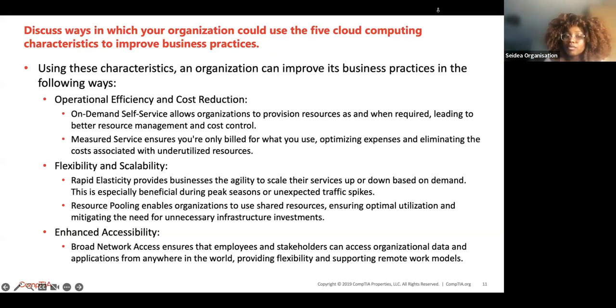And then the final one on this page is enhanced accessibility. That deals with broad network access, which ensures that your stakeholders and your employees can access your organization's data and applications from anywhere in the world, providing flexibility and supporting what we now have, the example I used much earlier, remote work models. You can access it from anywhere, especially with a multinational company. It means that people from all over the world can work together, again improving innovation and business growth within the company.